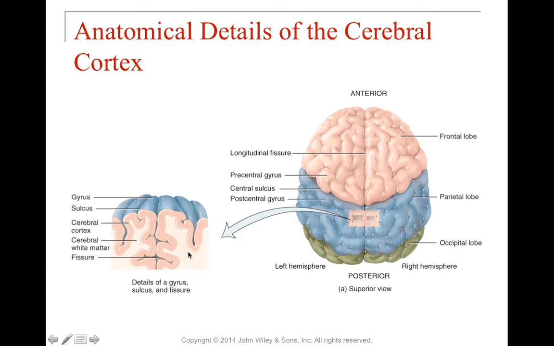Each of the cerebral hemispheres is going to be divided into 4 separate lobes. So here's our hemispheres. The left and the right hemisphere would be divided right here by the longitudinal fissure. And then we also are going to have these 4 lobes that are divided as well.